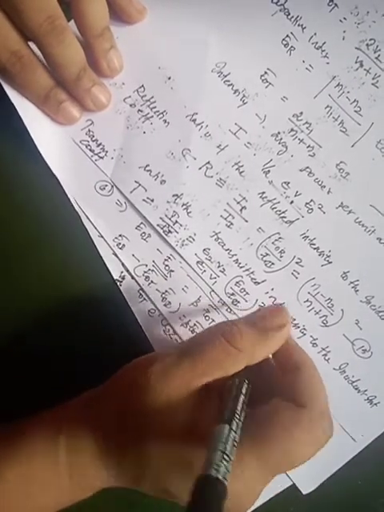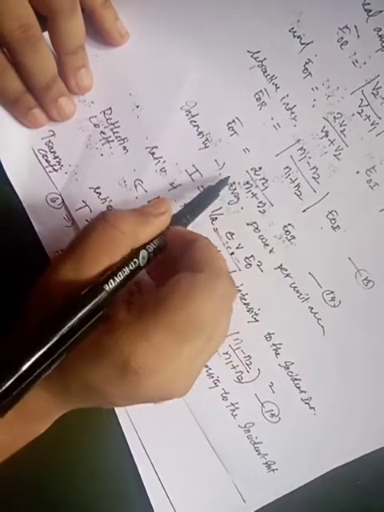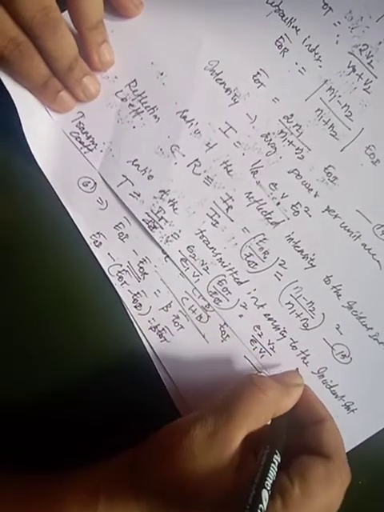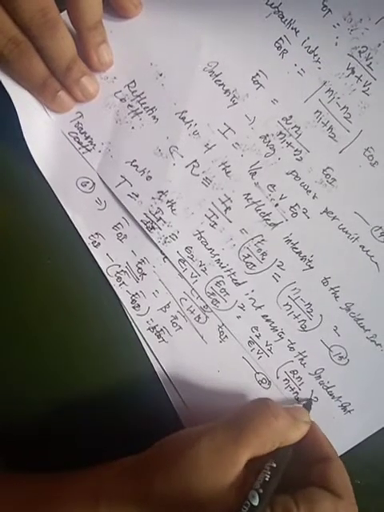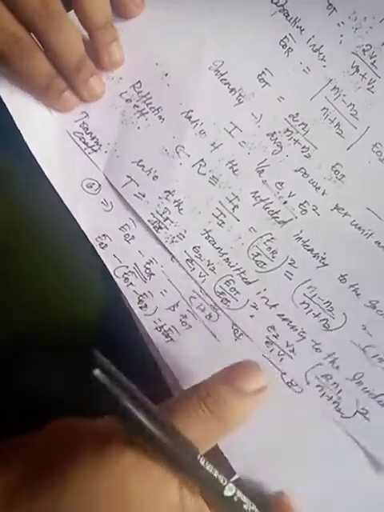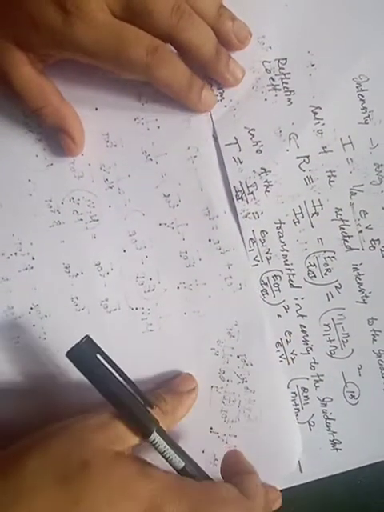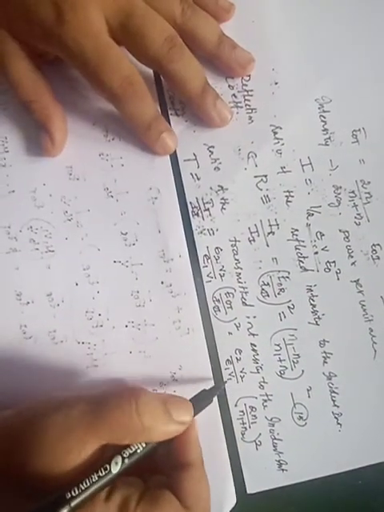So instead of E naught T by E naught I, we can write 2N1 by N1 plus N2. Instead of E naught T by E naught I, we can write epsilon 2 V2 divided by epsilon 1 V1. Then E naught T by E naught I is 2N1 by N1 plus N2 the whole square. Now we are going to do some simplification. Here we have epsilon 2 V2 divided by epsilon 1 V1.